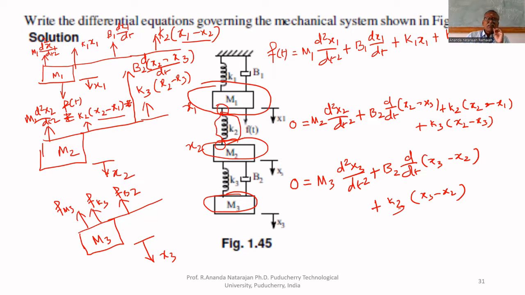So how many differential equations will be there? Number of differential equations equal to number of masses. That's all. If it is the electrical system, number of differential equations equal to number of loops if it is KVL. If it is KCL, number of differential equations equal to number of nodes minus 1, because one node will be taken as a reference. So while writing KCL, you will find the number of nodes.